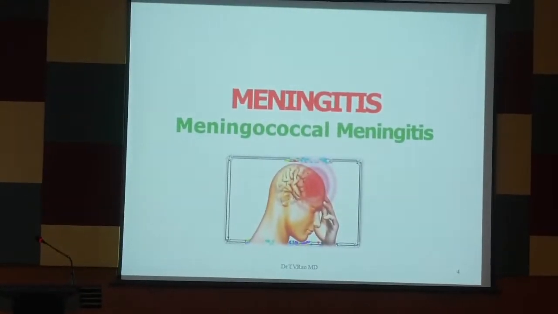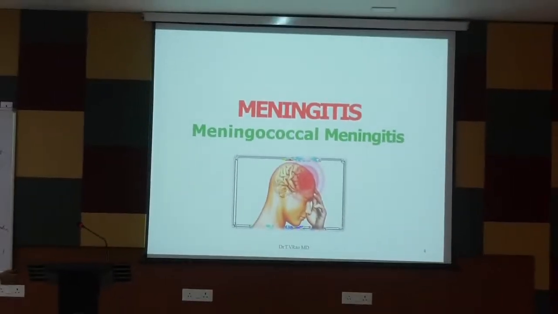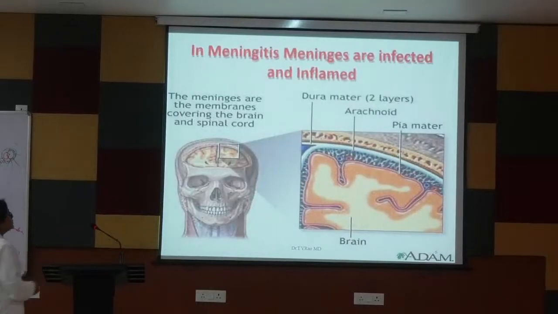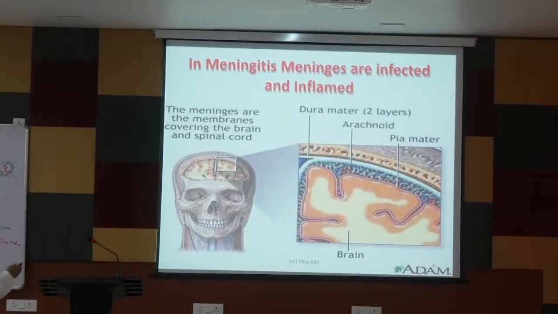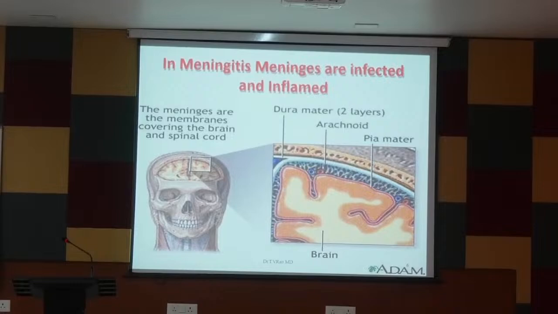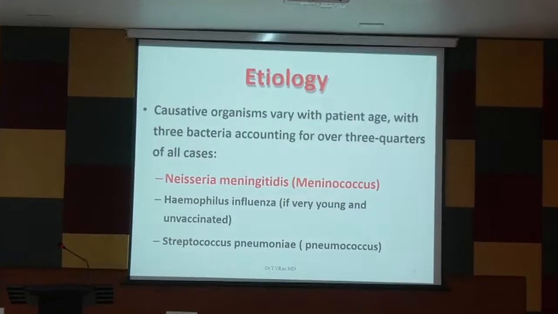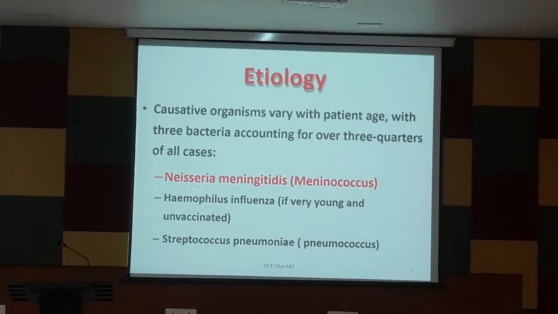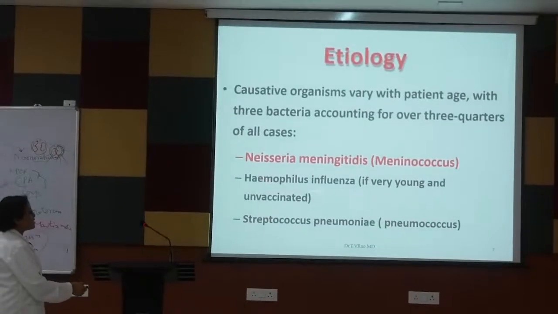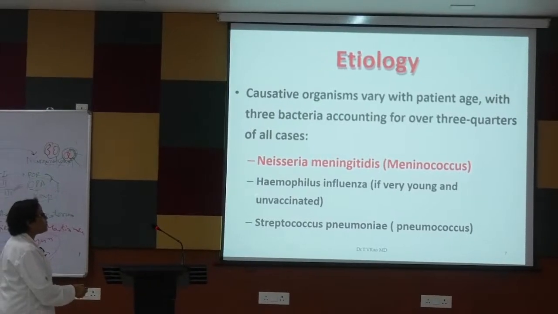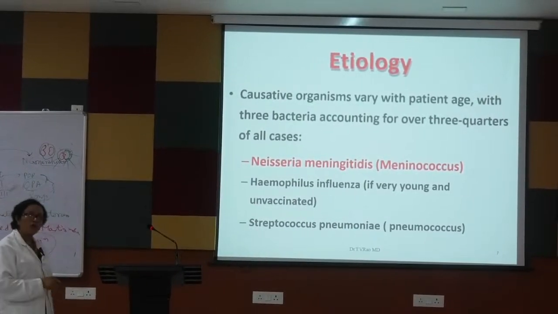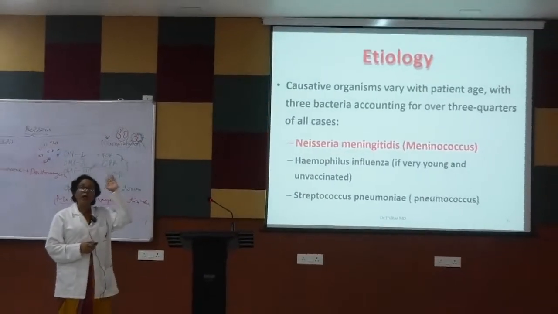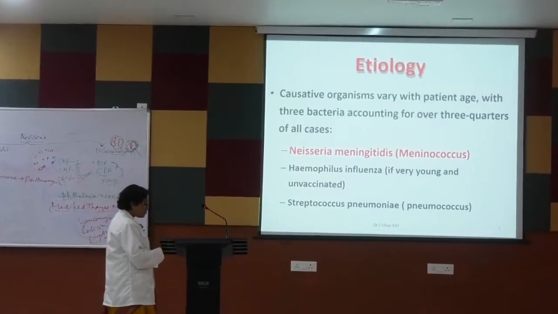Meningitis, meningococcal meningitis. For anatomy you know the structure. Other causative agents are like Neisseria meningitidis, Haemophilus influenzae in very young and unvaccinated, Streptococcus pneumoniae, and it is also very important for newborn up to adulthood, so Streptococcus pneumoniae.